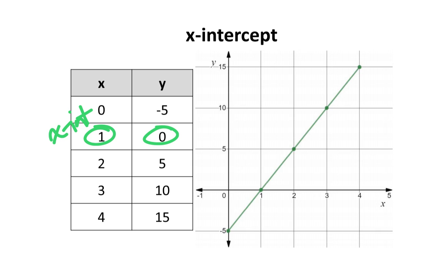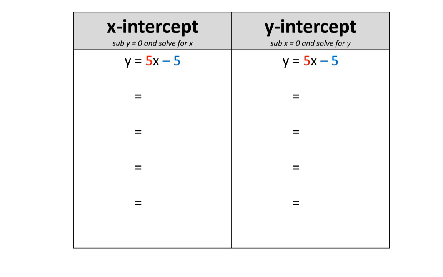In a graph, the x-intercept occurs when your line intercepts the x-axis. Therefore, the x-intercept here would be positive 1. But what if you weren't given a table of values or a graph? Would you be able to find the x-intercept? You most definitely can, and you can do that if you have an equation of a line.